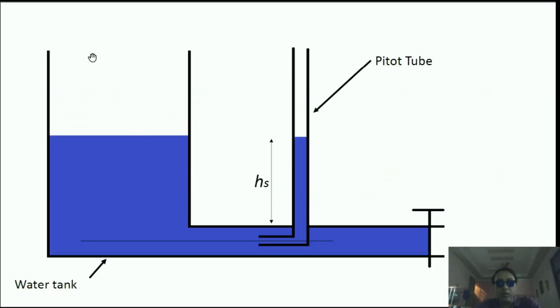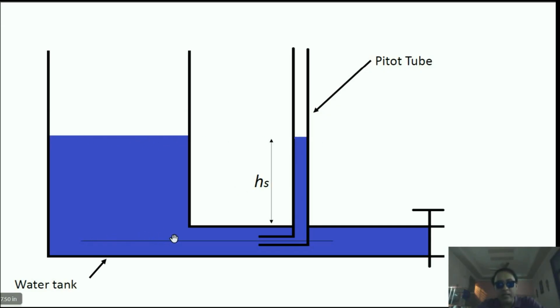You can see over here that there is a water tank, and this is the pipe which is connected to the bottom of the water tank. Now, in the midway of this pipe, you can see that there is an L-shaped tube. That's all, this is what a Pitot tube is, this L-shaped tube. So, if we consider the level of water in these two entities, in the tank and in the tube, they will remain the same.